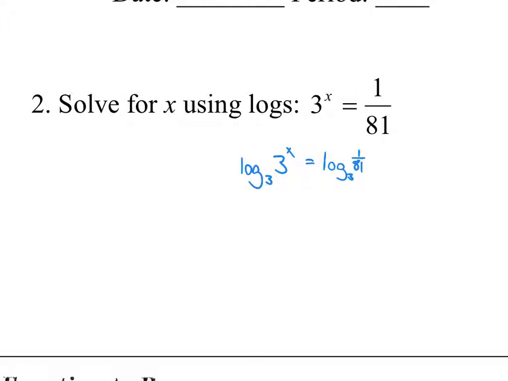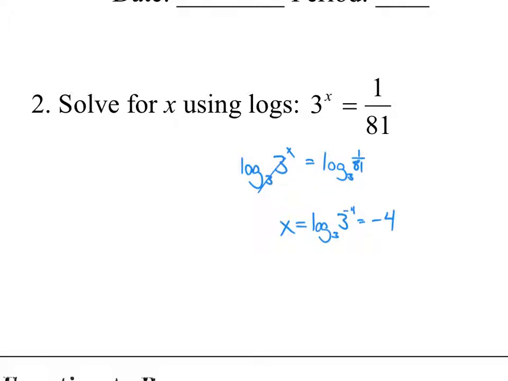Okay? Well, that log base 3 is the inverse of an exponential with base 3, so that leaves us with just x. And then you may recognize that 1 over 81 is 3 to what power? Yeah, it's 3 to the negative 4th power. Okay, it's a fraction, so we know it's negative. 3 to the 4th is 81, because 9 squared is 81. So that's 3 squared squared, or 3 to the 4th. So that means our solution here is simply x equals negative 4.